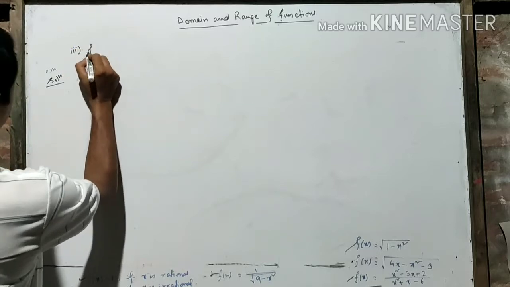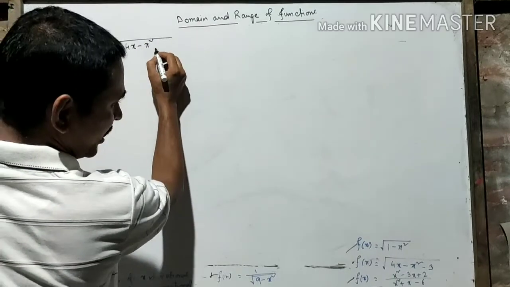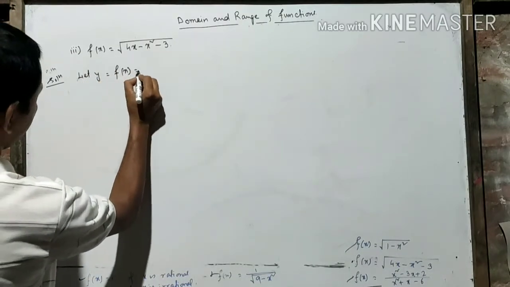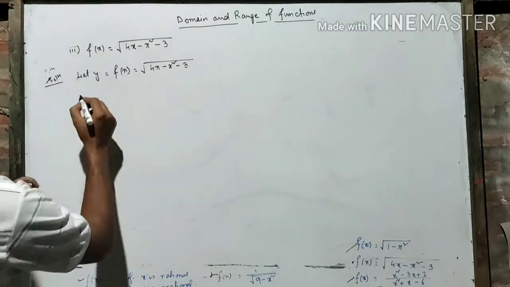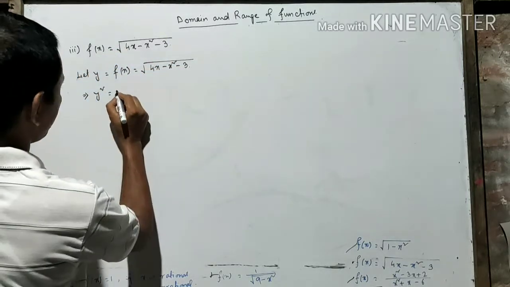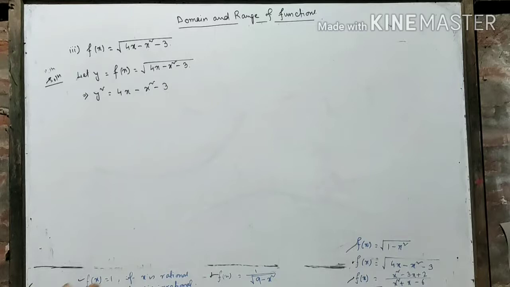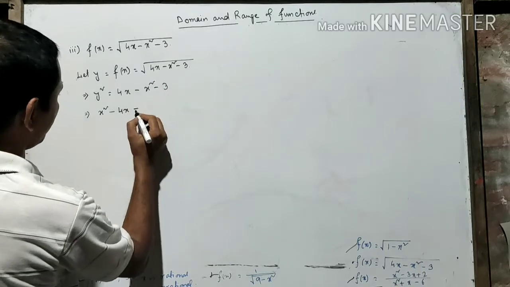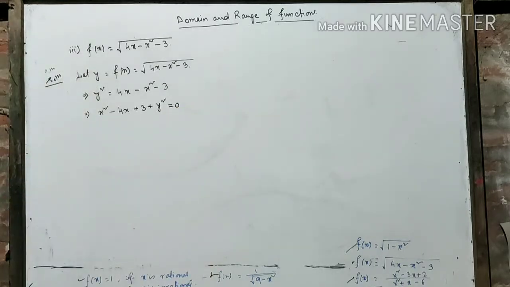Number 3. f(x) equal to under root 4x minus x square minus 3. Let y equal to f(x) equal to under root 4x minus x square minus 3. So squaring. Whenever there is a square root, we will make square of both sides. Now you have to find the value of x here. Okay, so how to find? Let us form a quadratic equation. x square minus 4x plus 3 plus y square equal to 0.